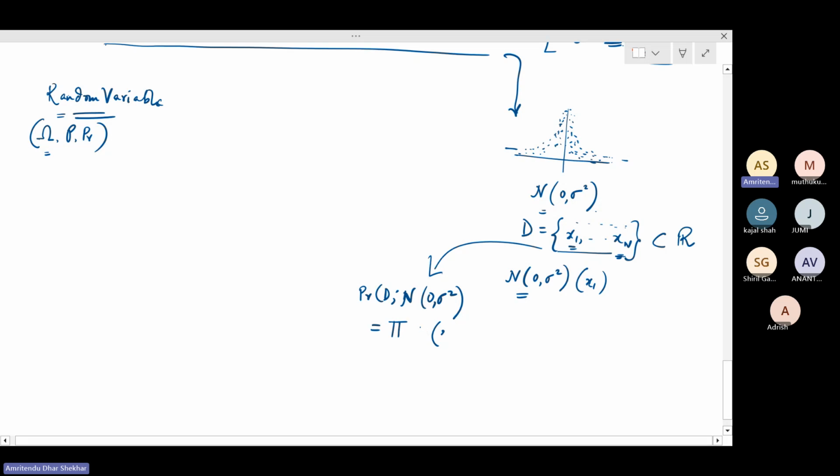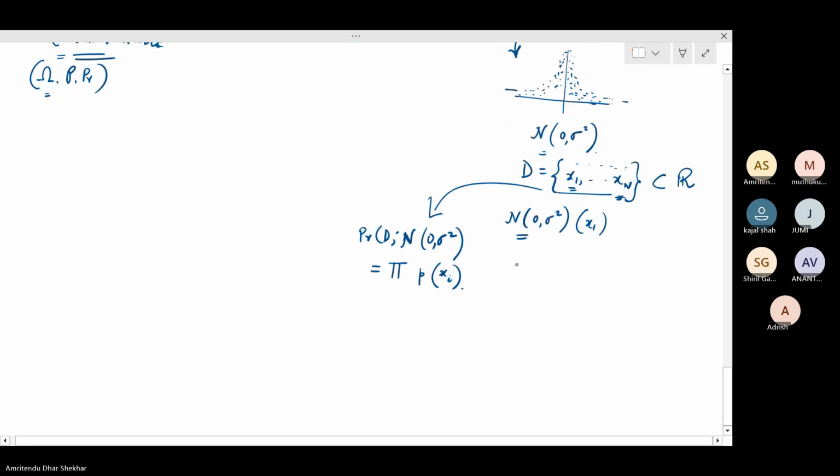It's a density, so I'm going to use small p probabilities of each of these xi's. Where this p(xi) is just equal to 1 by root 2 pi sigma, e to the power minus x squared by 2 sigma squared. Okay. So let us say you have defined a quantity like this.